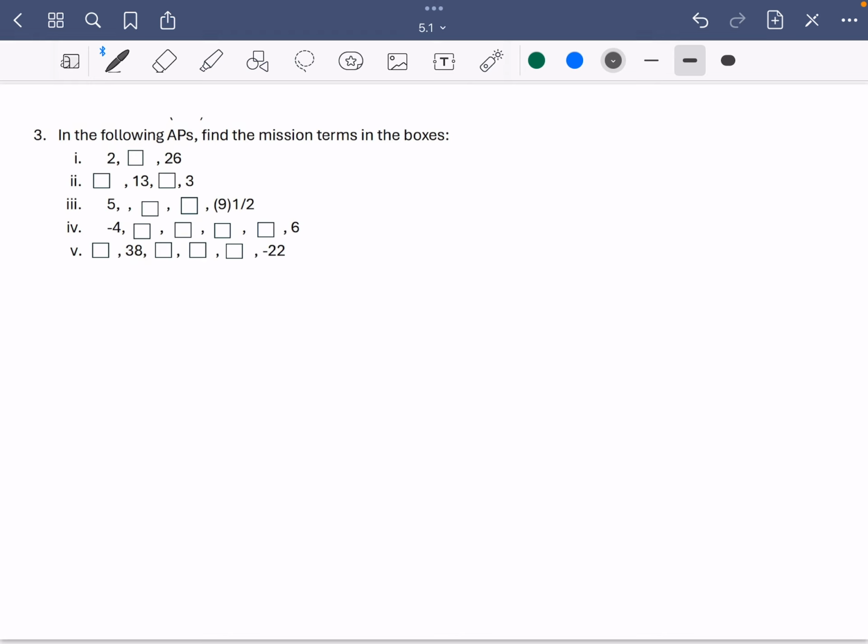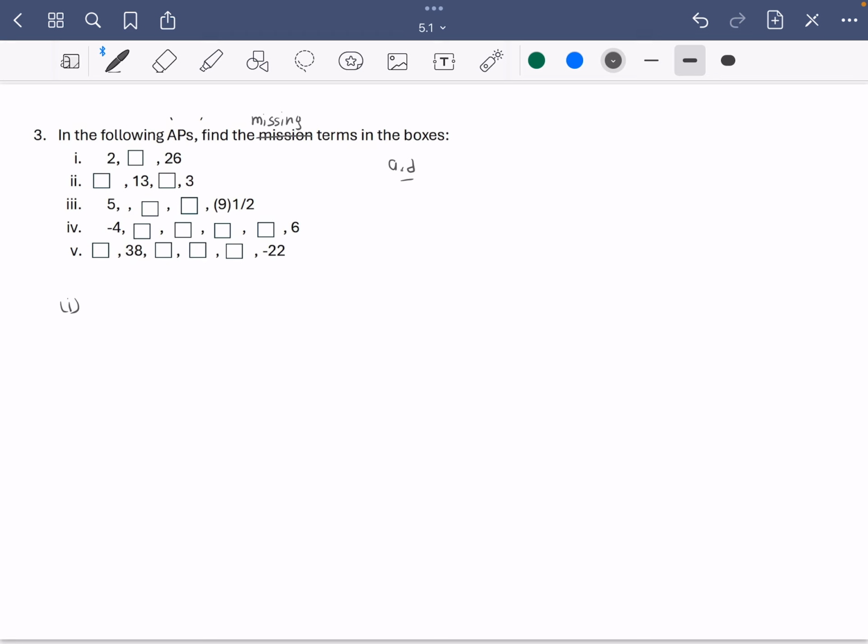Number 3, in the following APs, find the missing terms in the boxes. Let me correct this first. It should be missing terms in the boxes. So I'll solve the first question, and here we will put down the first term as a and the common difference d. You will see why I'm saying it in the beginning of this question.